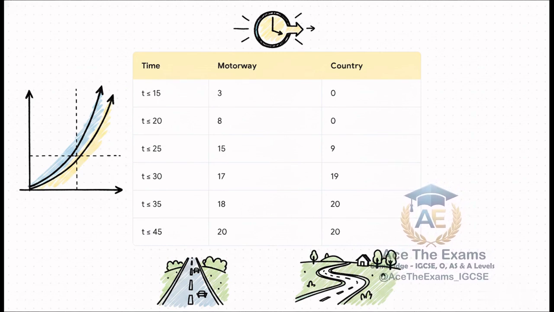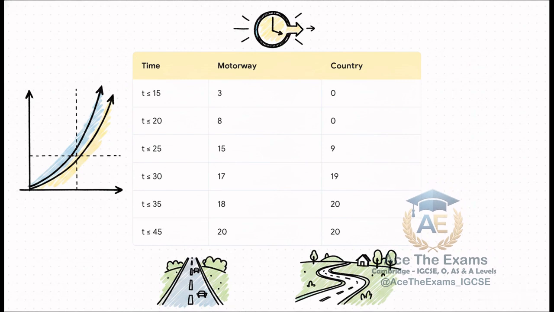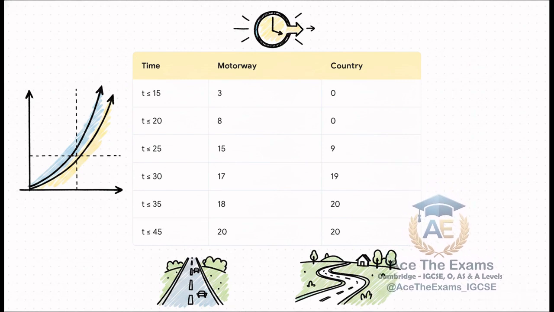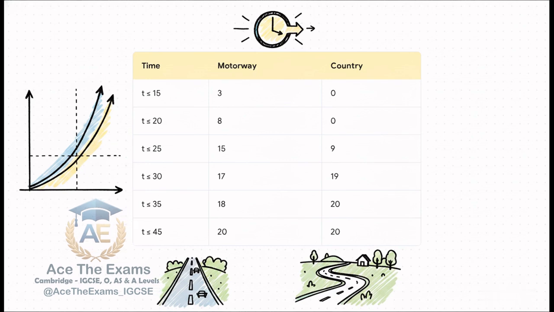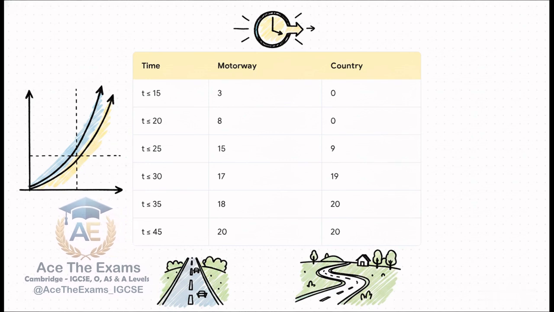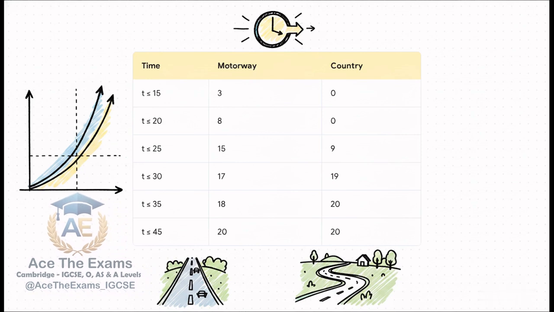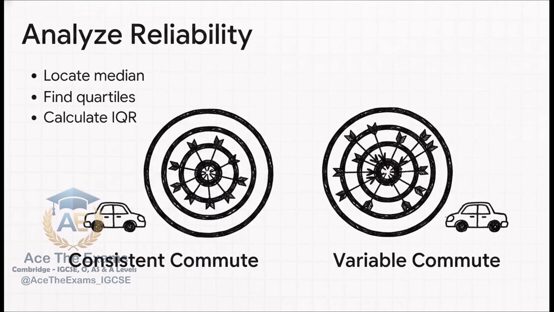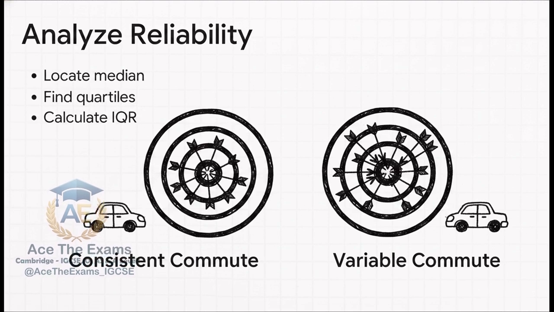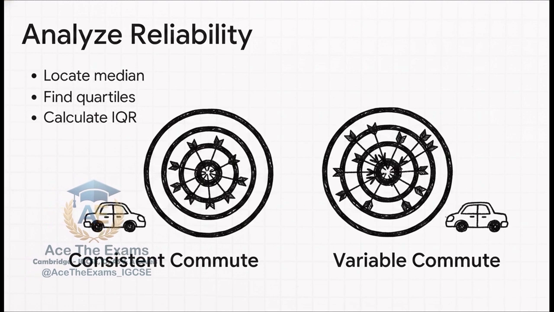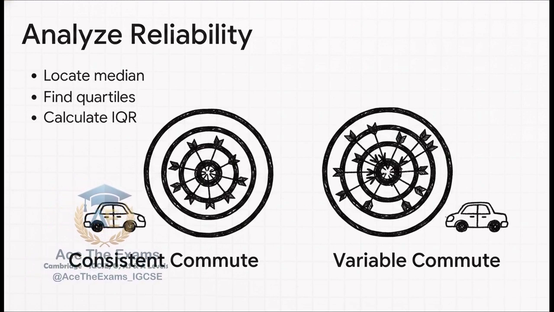So by the 25-minute mark, she has made it to work 15 times via the motorway, but only 9 times via the country roads. By plotting this running total on a graph, we create an S-shaped curve that visually reveals exactly where the middle or median travel time sits for both of those options. And this is where it gets really useful. This shows that while one route might actually have a faster median time, calculating a smaller interquartile range proves which route is genuinely more consistent and reliable day to day.